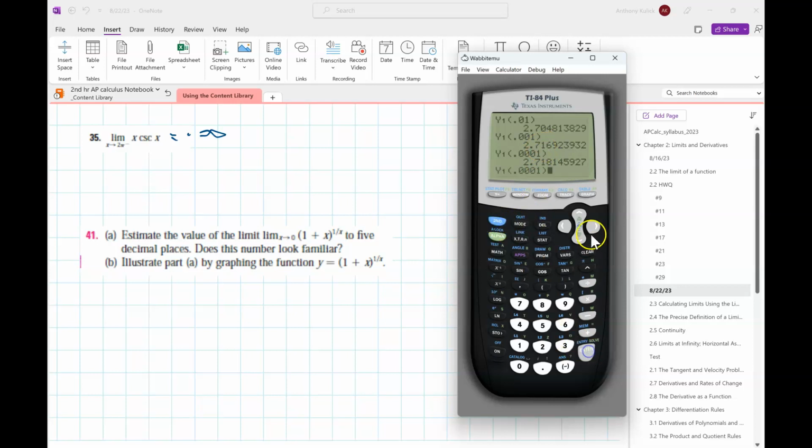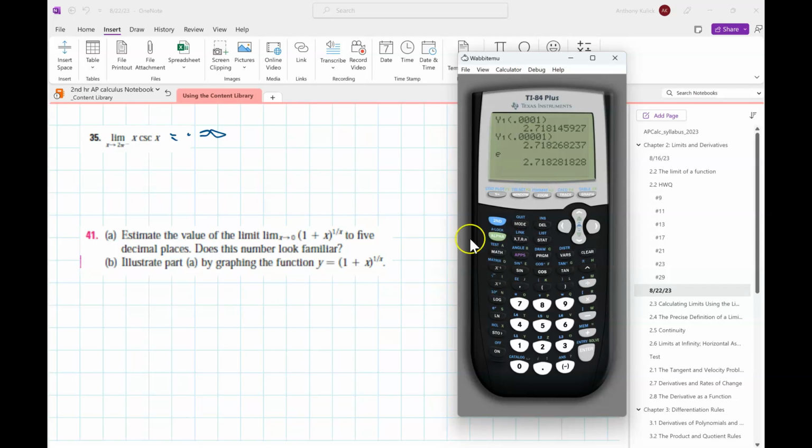Are you good with what I'm doing here, Isabel? Okay. So I just do this for a while. You get the idea. At this point, I'm recognizing this number, hopefully. If you don't, this is e. Right? So that's what you should be recognizing.